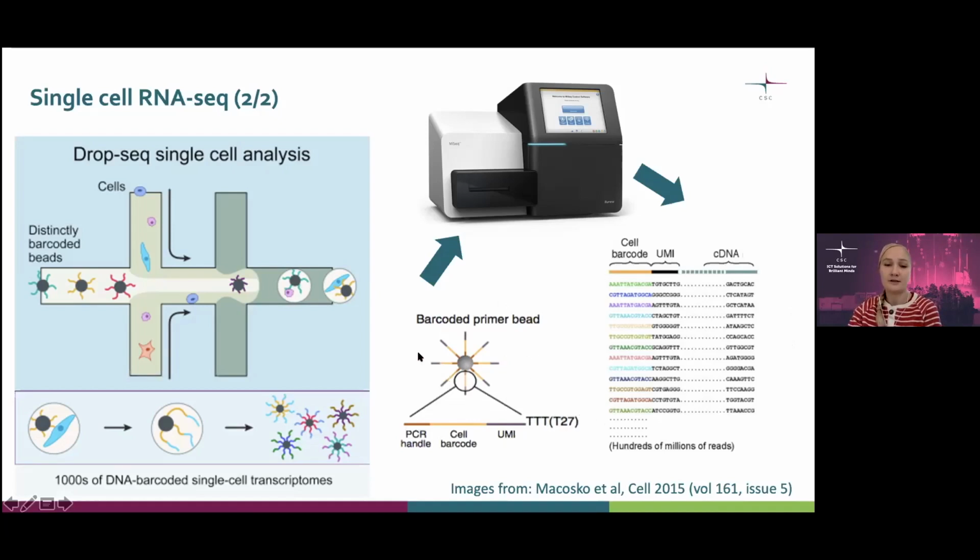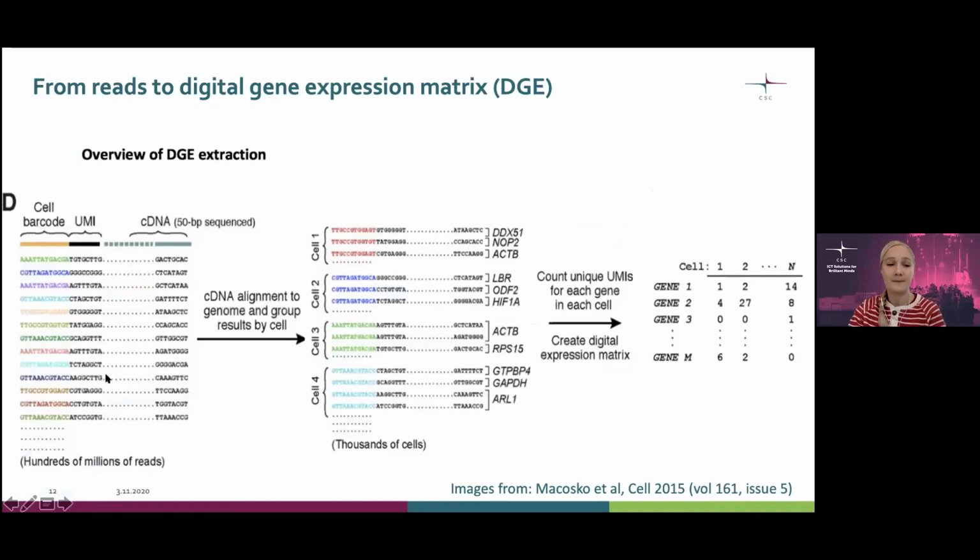So each cell will attach to one of these beads, or rather the molecules from that cell will. And then when you sequence the whole thing, all the cells within these beads, you get this kind of data. For each read, you get a cell barcode and the unique molecular identifier, and then on the other read attached to this one, you get the actual RNA sequence. You get hundreds of millions of these reads from your sample, usually in the FASTQ format.